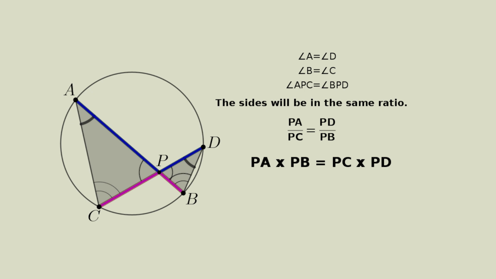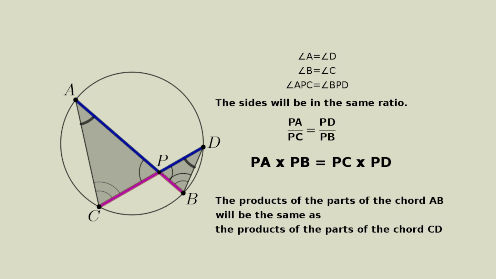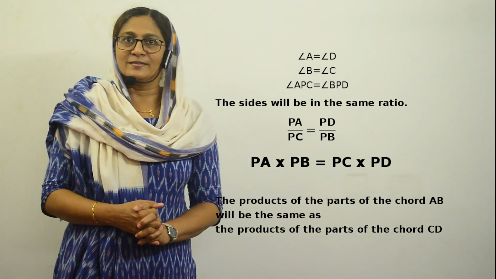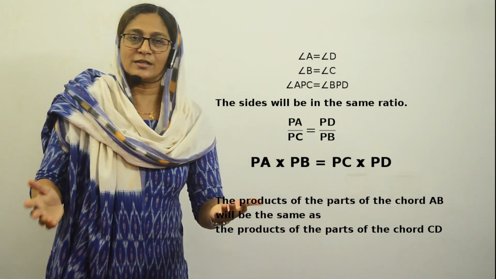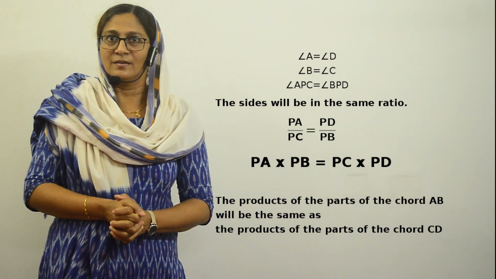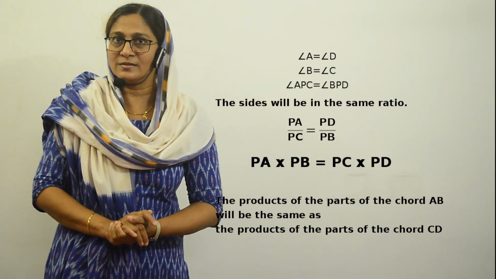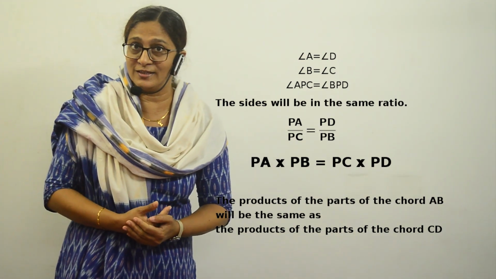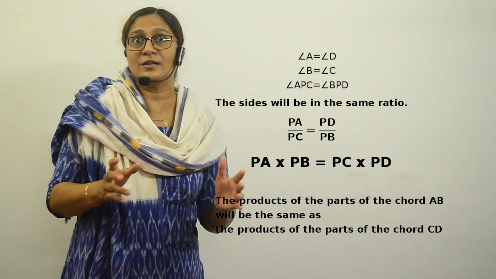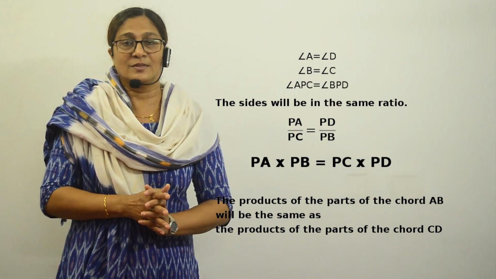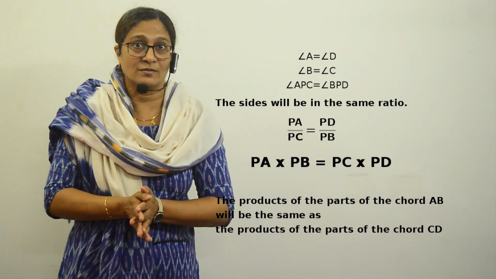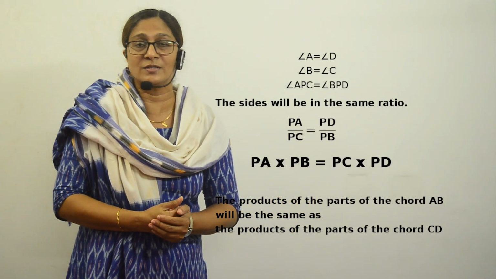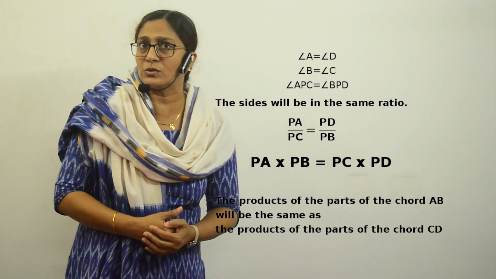In other words, the product of the parts of the chord AB will be the same as the product of the parts of the chord CD. That is quite interesting, isn't it? All we did was to intersect two chords of a circle. We got four parts, and those four parts have a relation between them. The product of the parts of the first chord will be the same as the product of the parts of the second chord. This is true for any two chords of a circle.